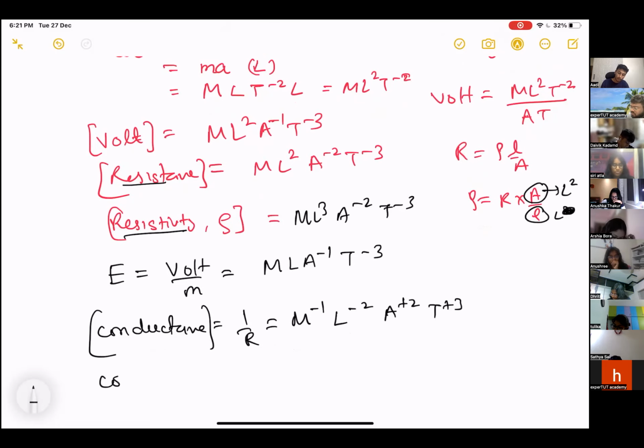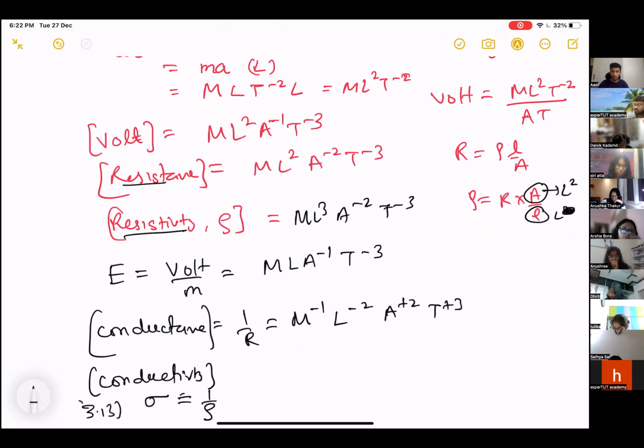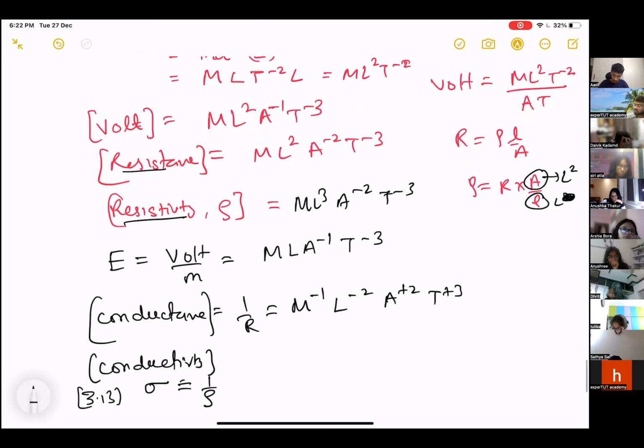ओके, एंड एक होती कंडक्टिविटी। इसका सिंबल है, मैं बता रहा हूँ। कंडक्टिविटी इज 1 बाय रेजिस्टिविटी। ठीक है, इट इज इक्वेशन 3.13 इन योर बुक। कंडक्टिविटी का जो डायमेंशन होगा, इट इज 1 बाय rho, एंड इट इज इक्वल टू M minus 1 L minus 3 A plus 2 T plus 3.